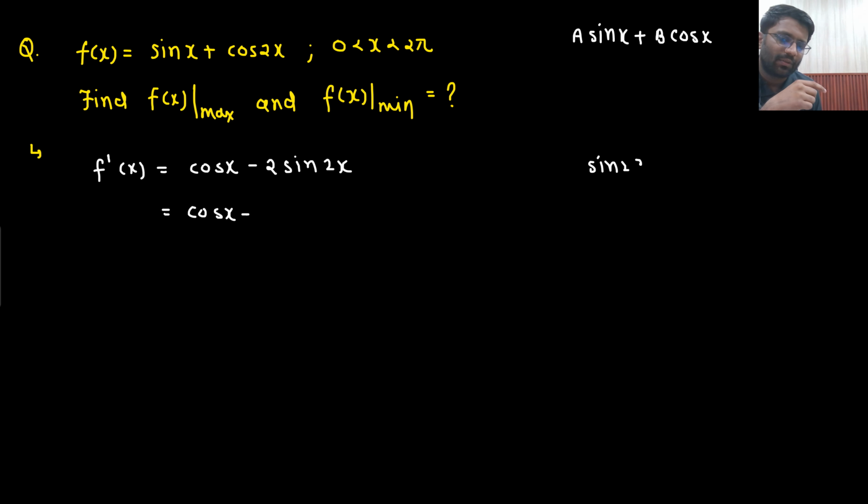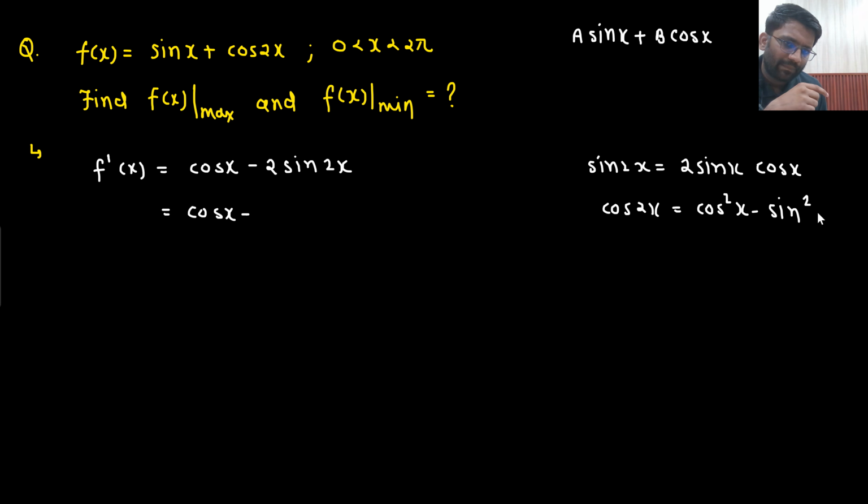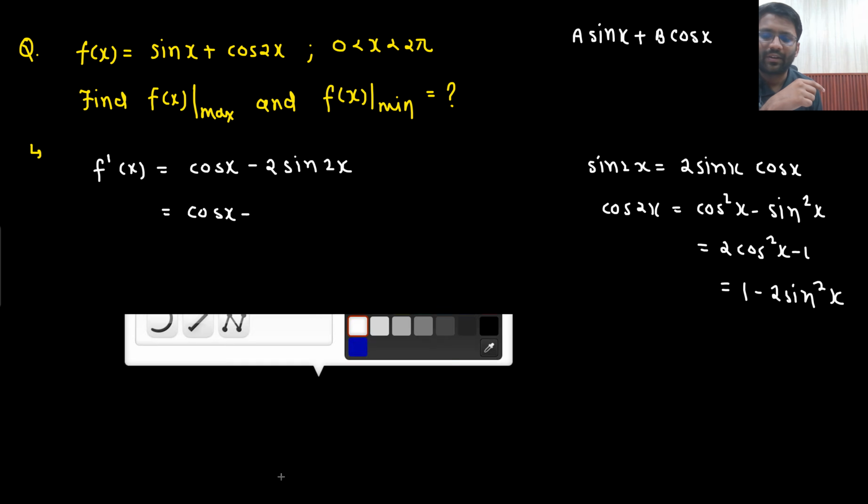Sin 2 theta is nothing but 2 sin theta cos theta. I hope you remember this formula. And what is cos 2 theta? Cos 2 theta is cos square theta minus sin square theta, or you can write it as 2 cos square theta minus 1, or as 1 minus 2 sin square theta. These formulas should also be there in your mind.